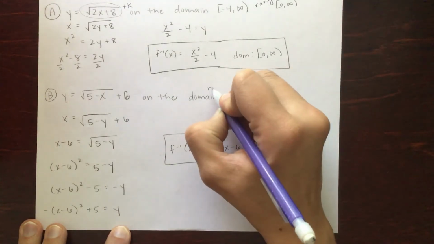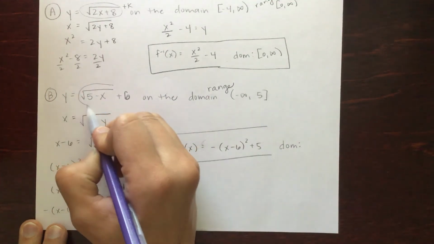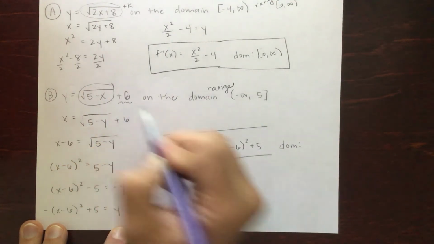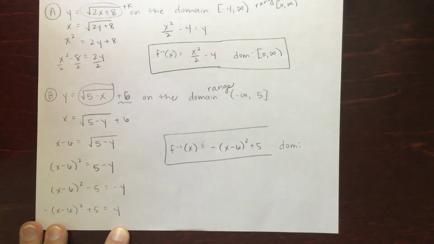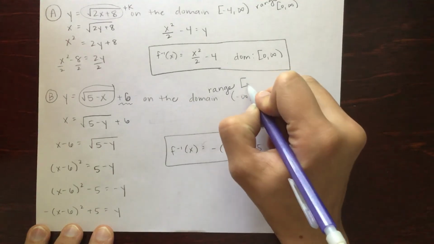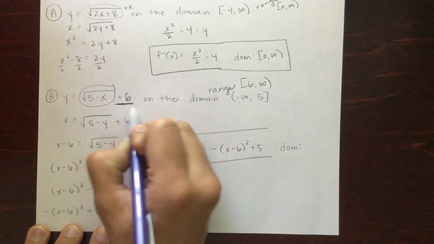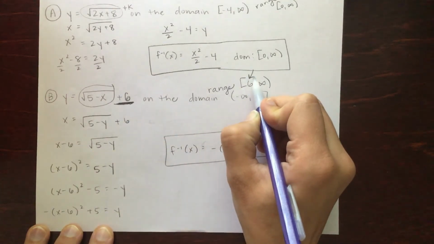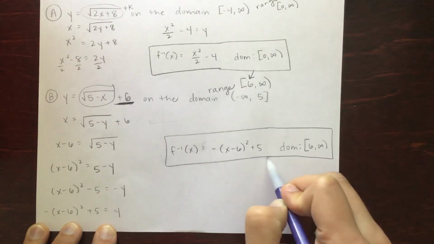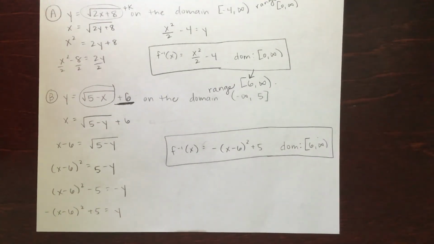So the range of the original equation is the domain. A normal square root graph starts at 0, but this has a plus 6, so I'm moving the square root up 6. So my range, instead of being 0 to infinity, is now 6 to infinity. Whatever is added or subtracted here will be this number. The range of my original function is the domain of my inverse, and that's it.